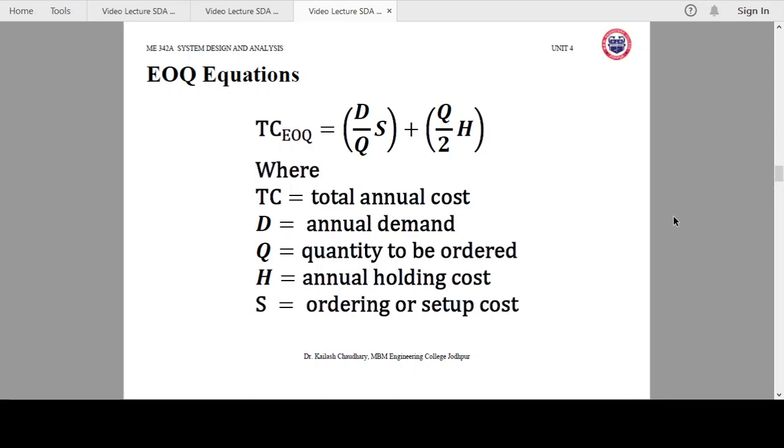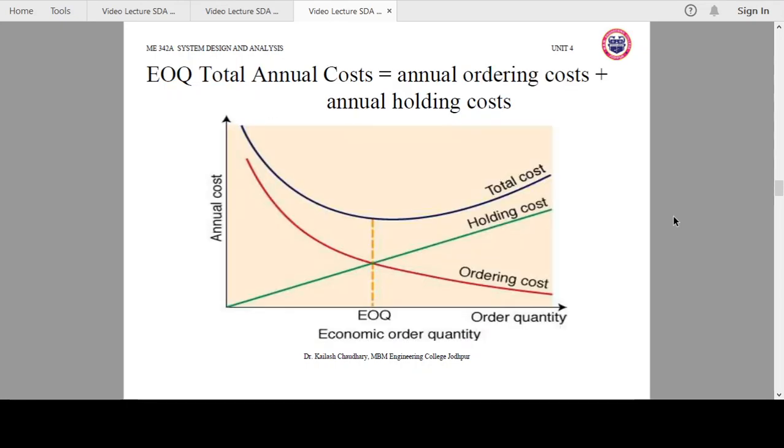So this is the total cost formula for the economic order quantity model. So how do you get the total annual cost in this model? Total annual cost is the sum of annual ordering cost plus annual holding cost. As you can see in the diagram, the holding cost means the cost you need to spend in holding or keeping your stock in your company. So it is zero in the starting, because in starting you don't have any product with you.